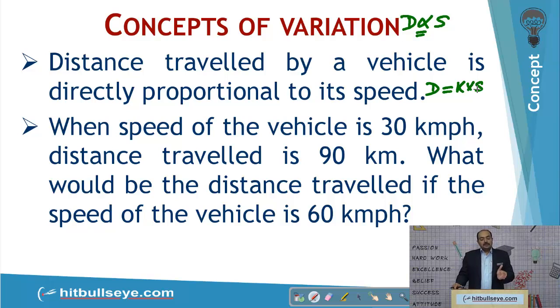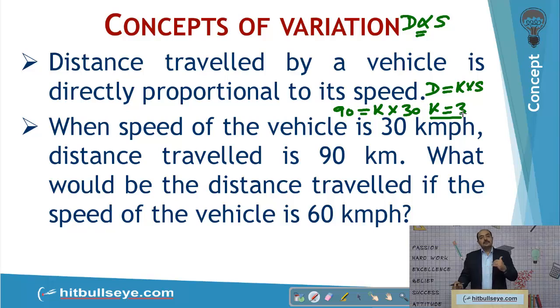Now we'll make the equation of variation using the data given. So speed is 30, distance traveled is 90. Let's put the values. So 90 equals k, the constant, multiplied with speed, which is 30, which gives us k equal to 3. So this is the constant of proportionality, which the value we have solved is 3.